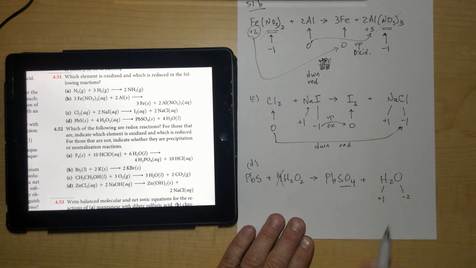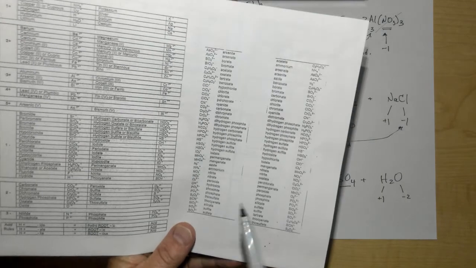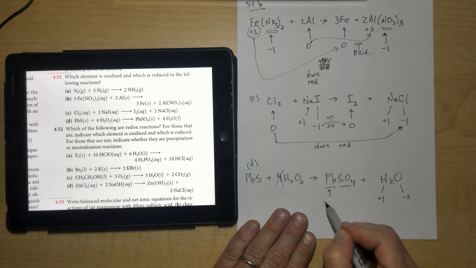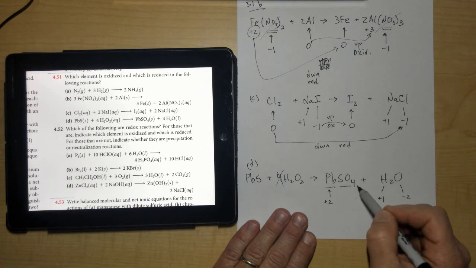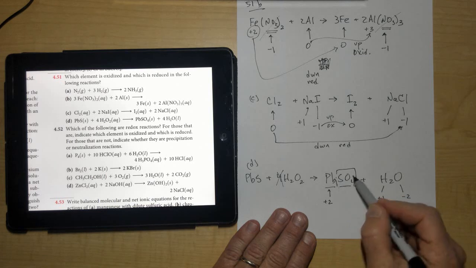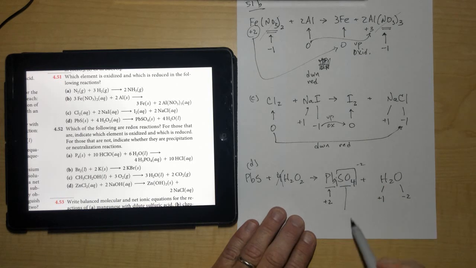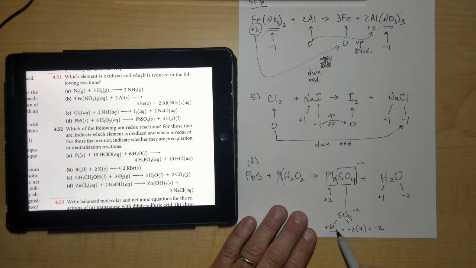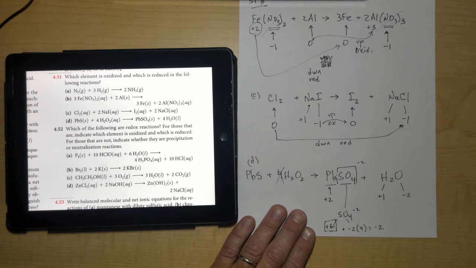SO4, I've seen that before. That is a polyatomic ion that I memorized on the back right here. It's called sulfate. It's -2, which means that lead right here must be +2 to balance out this -2 species right here. Okay? Now I could break this up. SO4 is -2 overall. Oxygen is -2 with nonmetals times 4, -8. Something plus -8 equals -2. That means sulfur is +6 on this side of the reaction right here.